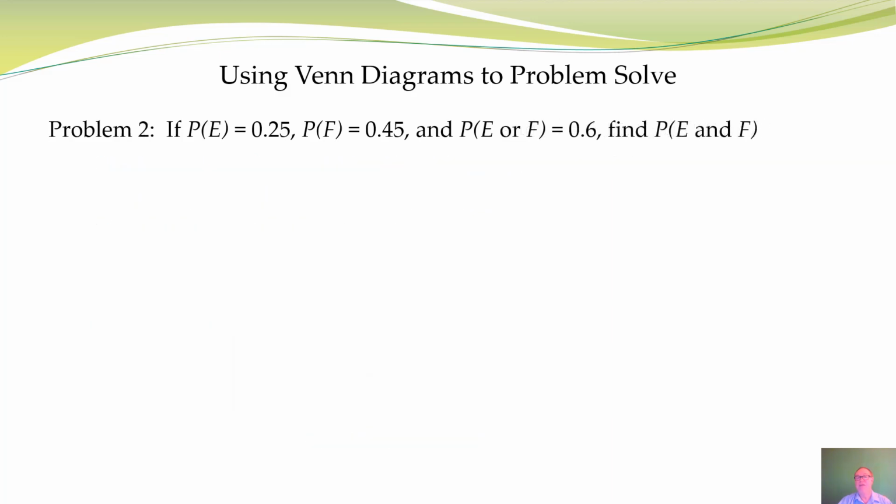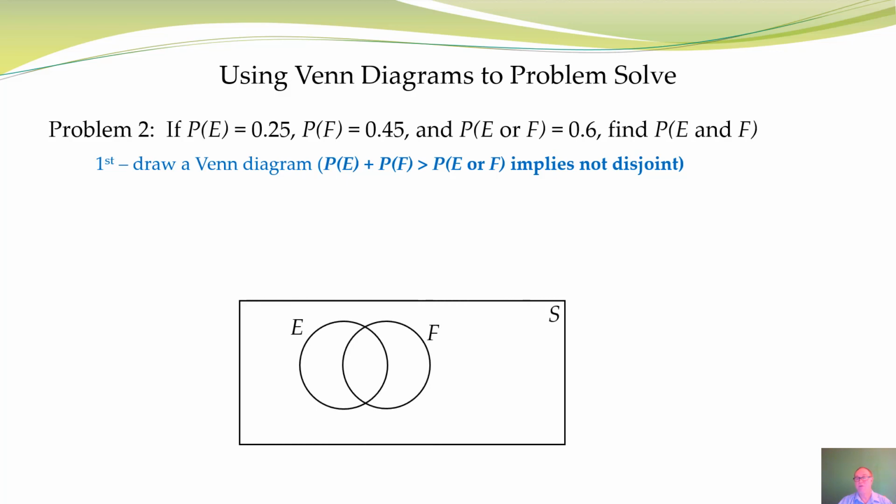Problem 2. If the probability of E equals 0.25, the probability of F equals 0.45, and the probability of E or F equals 0.6, find the probability of E and F. First, we want to draw a Venn diagram, but we have to know whether they're disjoint or not disjoint. How do we check? If the probability of E plus the probability of F is greater than the probability of E or F, that implies not disjoint, or not mutually exclusive. So we draw the Venn diagram with E and F overlapping.